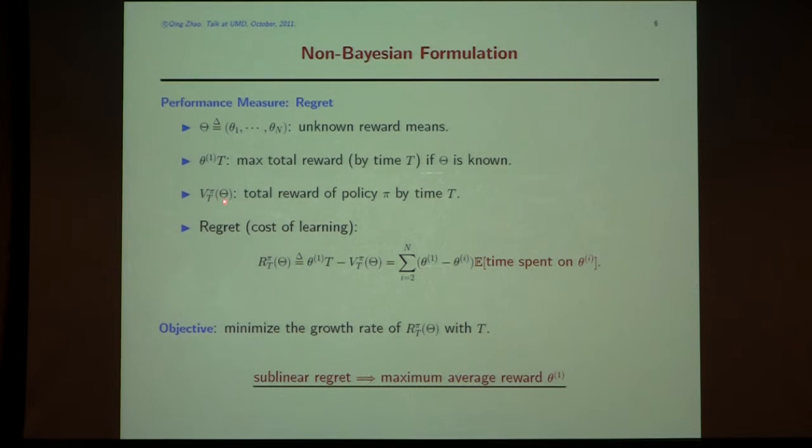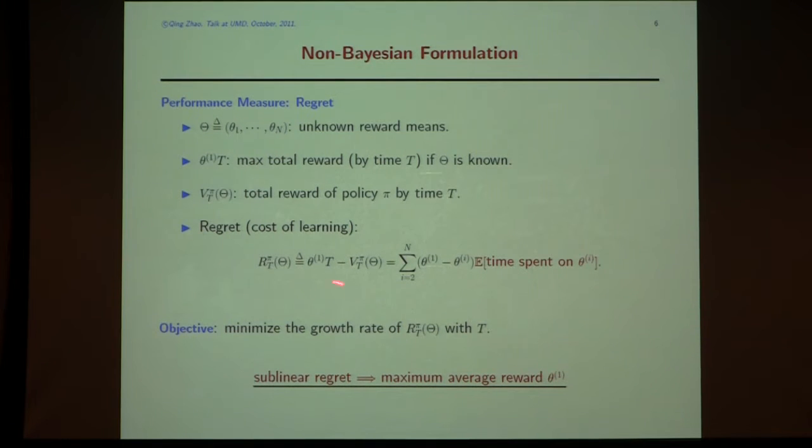What we want to do is approach this without knowing theta, by following a particular policy pi, which is what we want to design. So this notation, V_T^pi here, is the total reward we can get within time T by following a policy pi. And the performance of this policy is measured by the difference to this best we can get, defined by the known model scenario. This quantity is called the regret, also called the cost of learning, which is rather intuitive, because this is the price we pay for not knowing the model and following a particular policy pi.